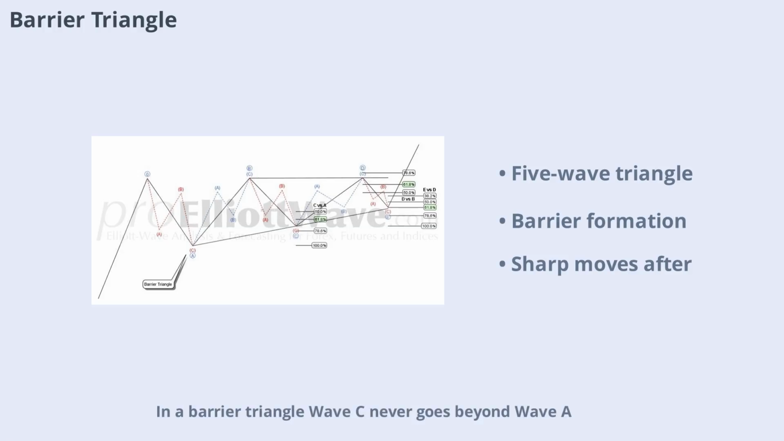In a barrier triangle, wave C never goes beyond wave A, and wave E never moves beyond C. Wave D ends around wave B, forming a straight flat line or barrier. Barrier triangles are less common but can signal sharp moves following their completion.